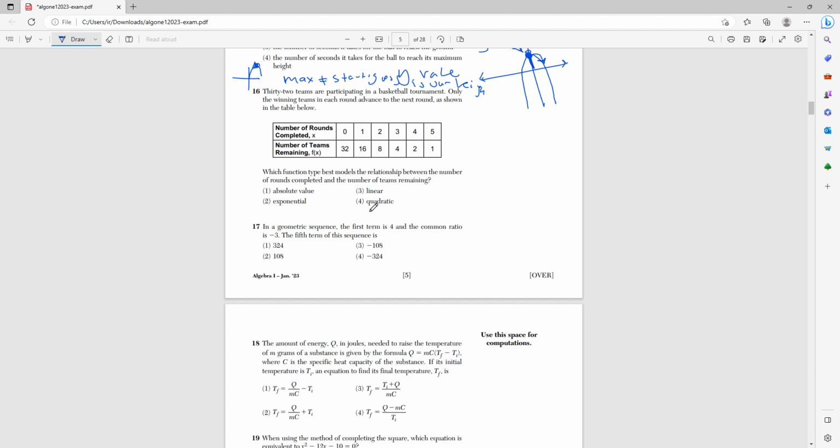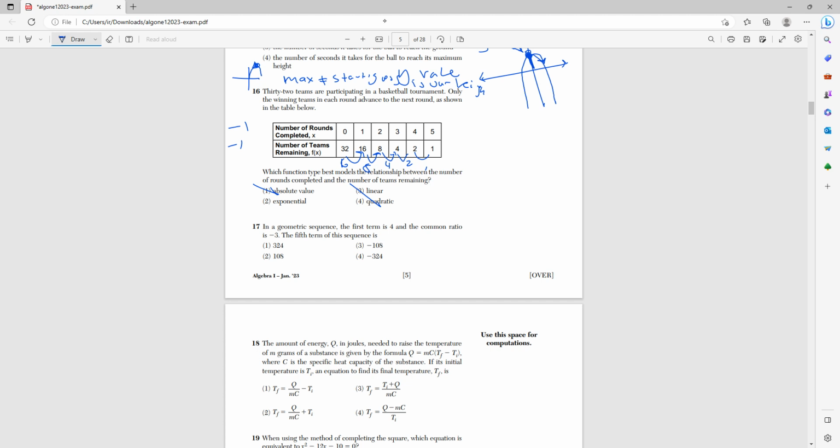So if we look here, obviously it's not going to be linear, because this decreases by 16, then this decreases by 8, right? Then this decreases by 4, 2, and then 1. So obviously it's not linear. And absolute value, I wouldn't say absolute value because you can't have -1 remaining teams and you can't have -1 remaining rounds. So that just wouldn't make sense in this context.